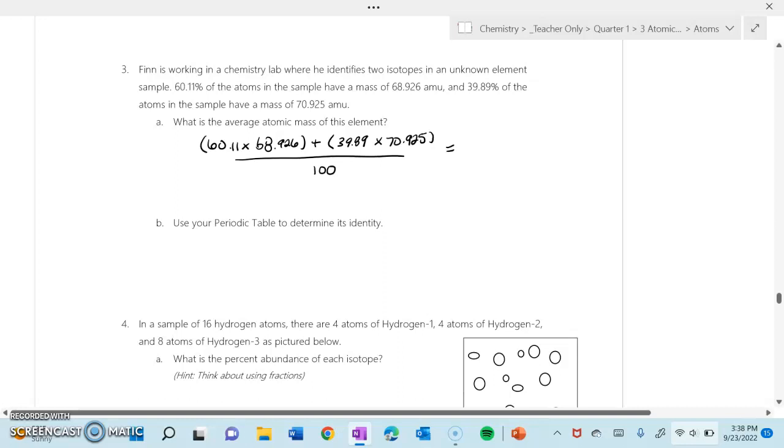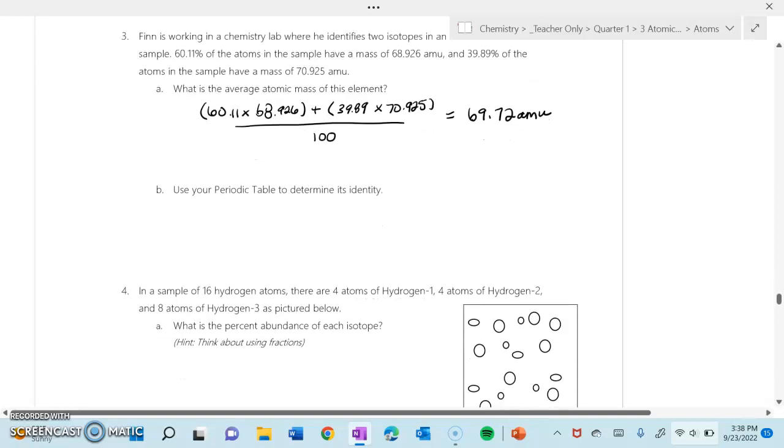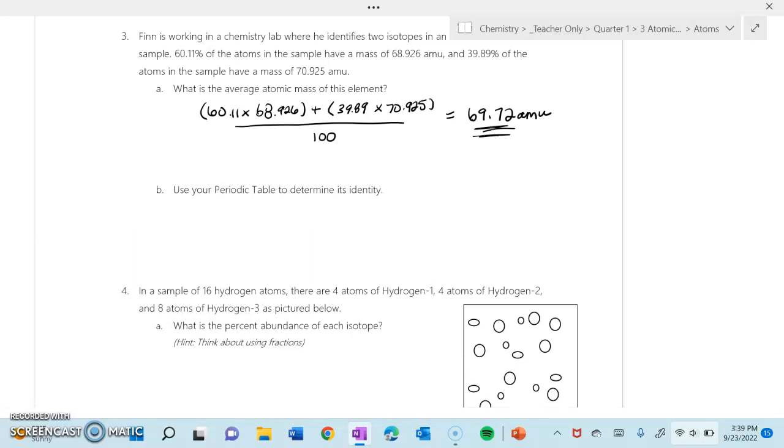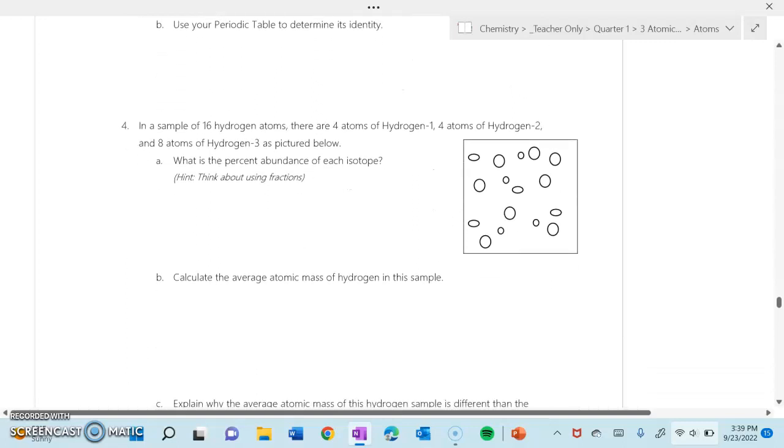So this part is very similar to what we've been doing. I get 69.72 AMU. The second part is where it's a little bit different. It says use your periodic table to determine its identity. Go into your periodic table and see if you can find an average atomic mass that is closest to 69.72, and that should be the identity of this element. I'm going to let you do that on your own.